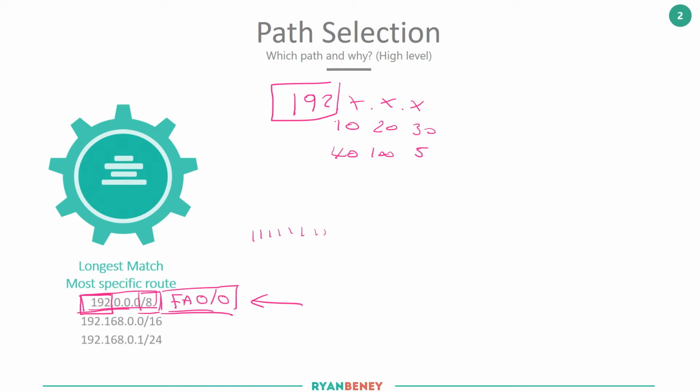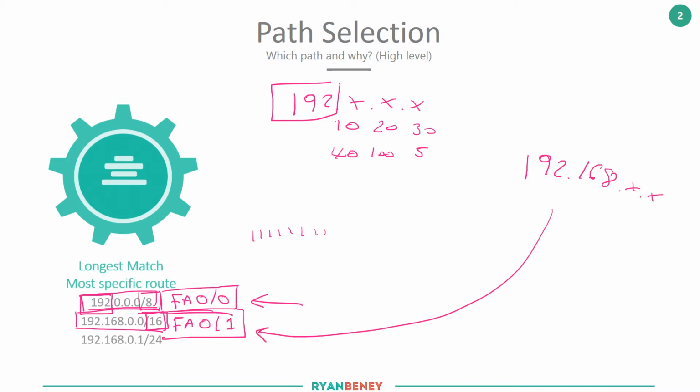Let's now say we've installed 192.168.0.0/16 into the routing table. Well, 16 is longer than 8. So if it was 192.168.x.x, it would go out of, let's say, FastEthernet 0/1, because this is a longer match.